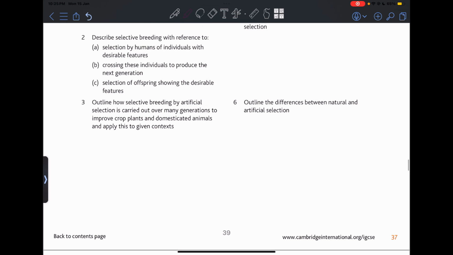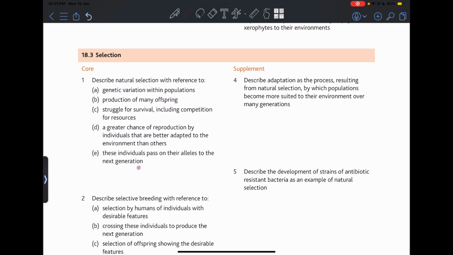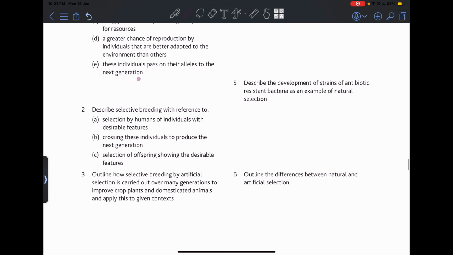Number 3, outline how selective breeding by artificial selection is carried out over many generations to improve crop plants and domesticated animals, and apply this to given contexts. Now, extended students, they have to describe adaptation as the process resulting from natural selection by which populations become more suited to their environment over many generations. This is a definition. Also, this one is a definition.